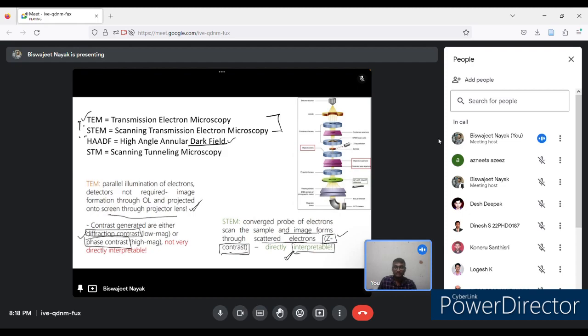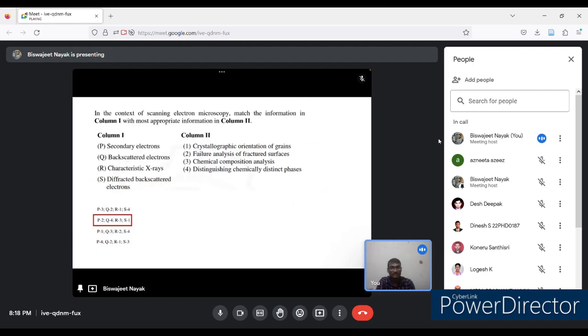So to introduce this course into these topics, this is another question for that. In the context of scanning electron microscopy, we need to find out what information is gathered by what type of electrons.